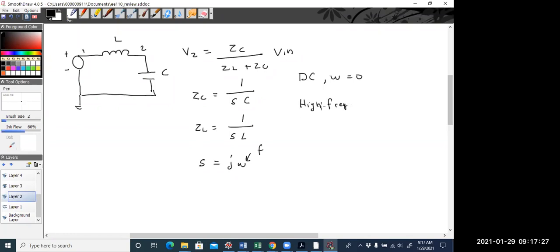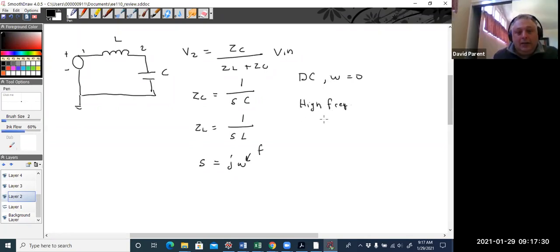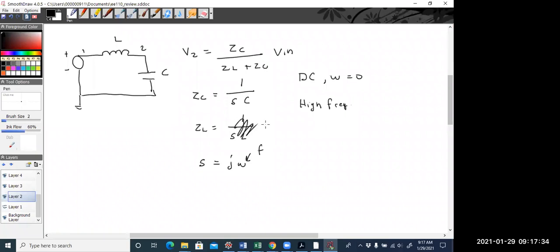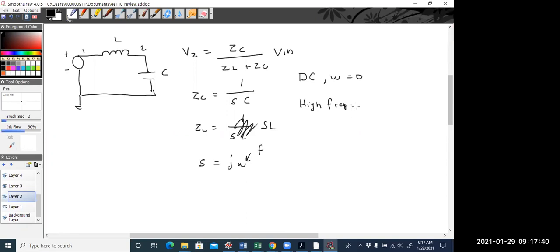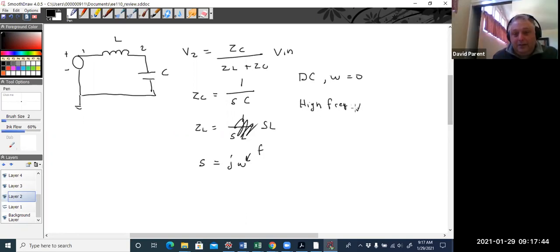Professor. Yes, sir. Isn't the impedance for the inductor SL, not 1 over SL? Sorry, guys. I didn't stay up late last night partying, but maybe I should have, because the effect is the same. So where omega goes to infinity. Thank you for pointing that out. I would have gotten there eventually.